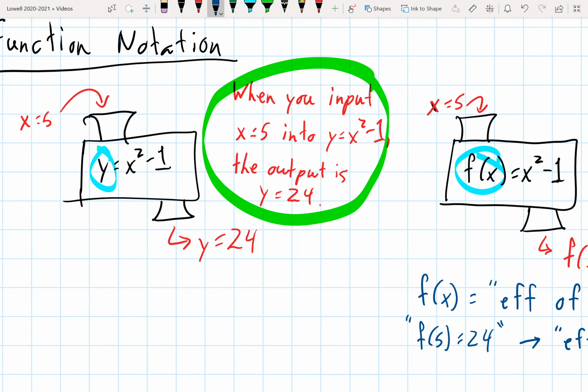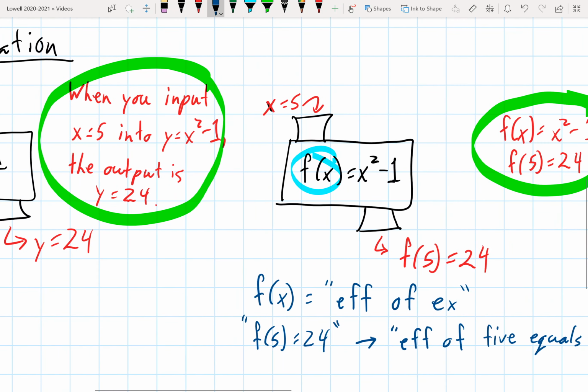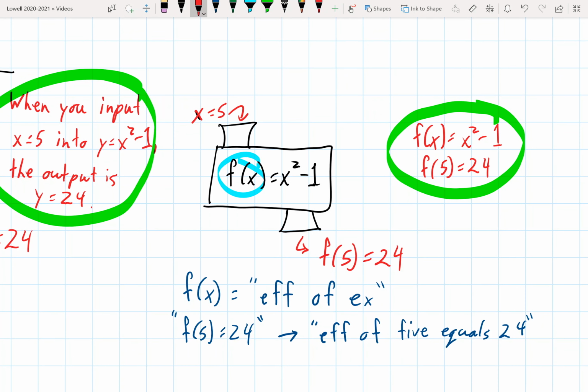y, or the output, with that f parentheses x thing. Again, this on its own, this red part right here, is just a shorter way of saying this right here. So the output, when you input 5, out comes 24.